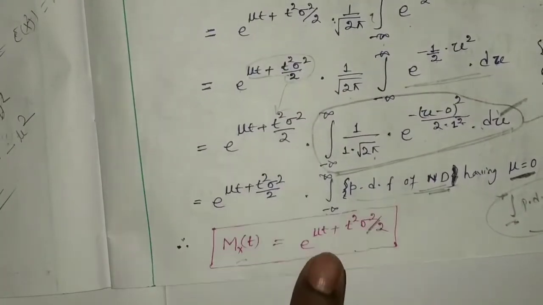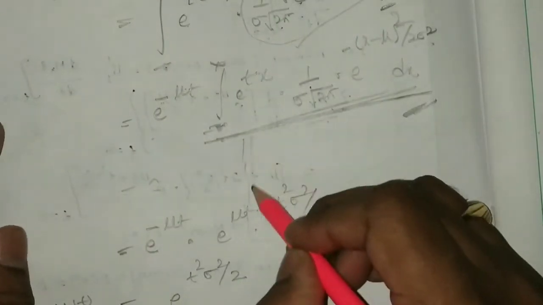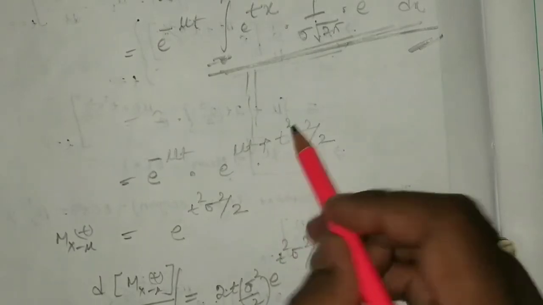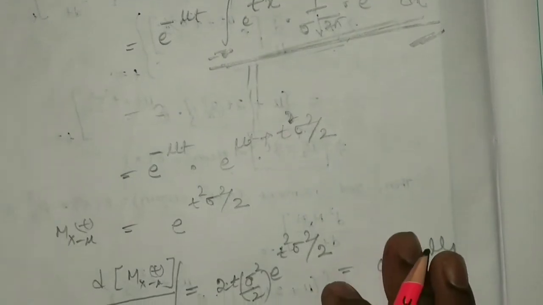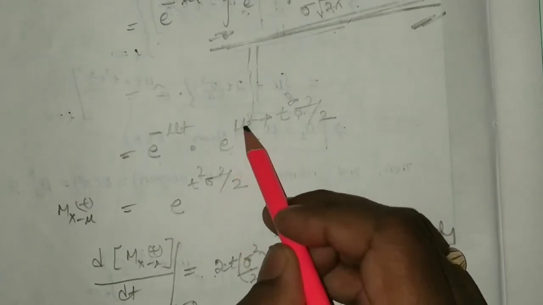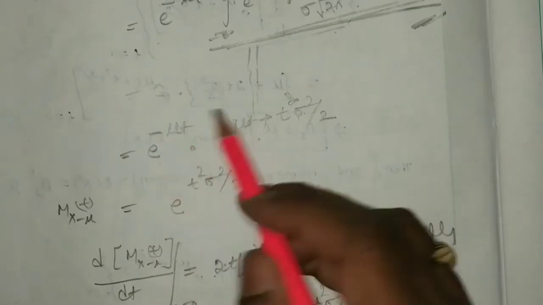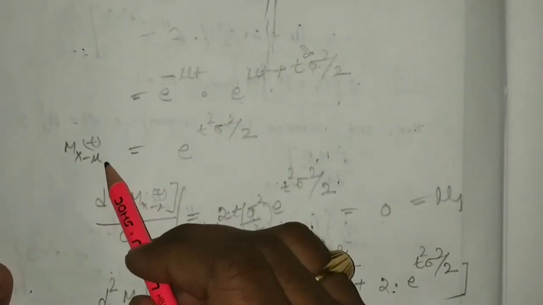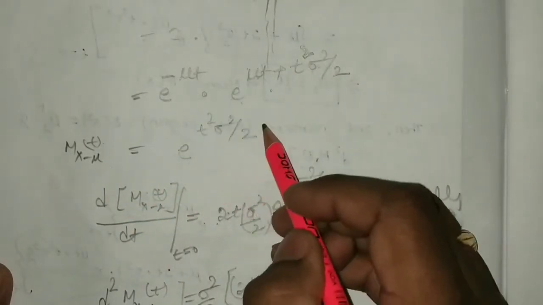This one I can write there directly. That means if I solve, then I will get e to the mu t plus t square sigma square by 2. So here you can see e to the minus mu t into e to the plus mu t got cancelled. That means e to the minus, e to the plus will be e to the 0, so it will be 1, and M_X minus mu of t we found is e to the power t square sigma square by 2, right?